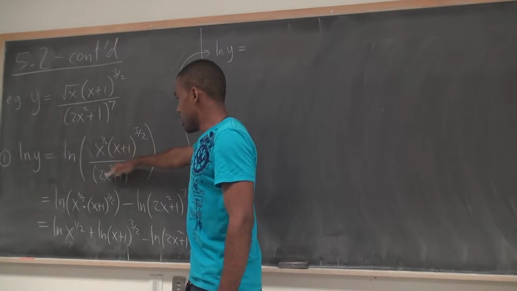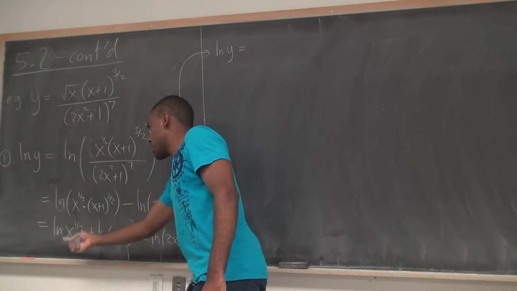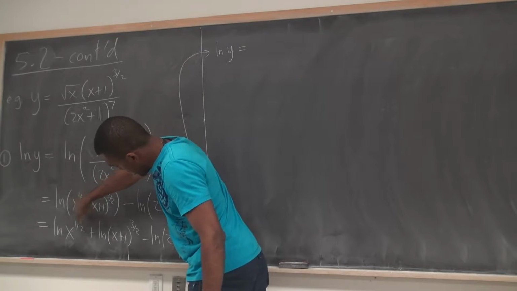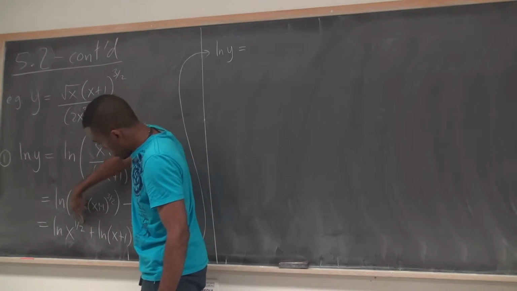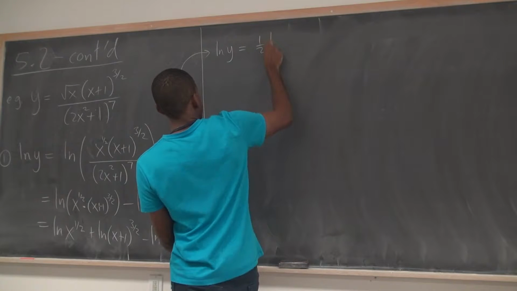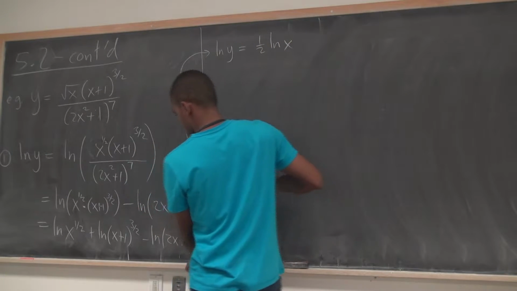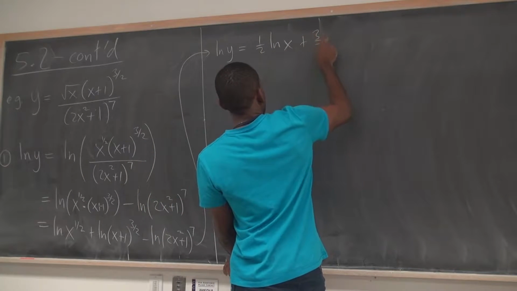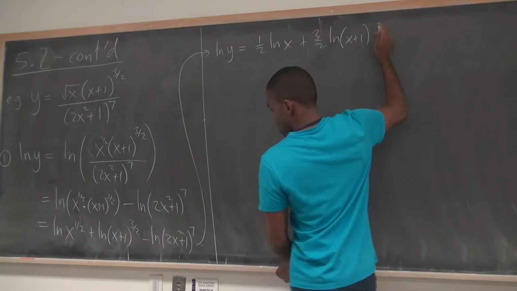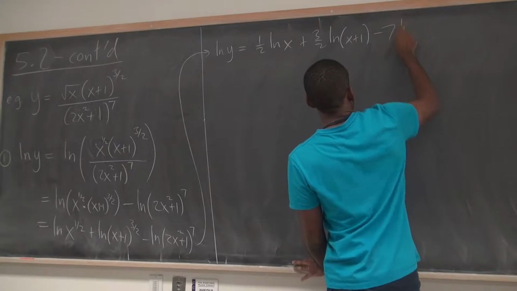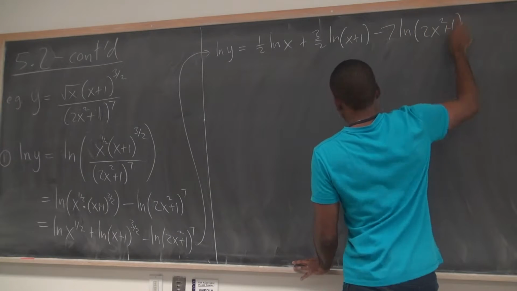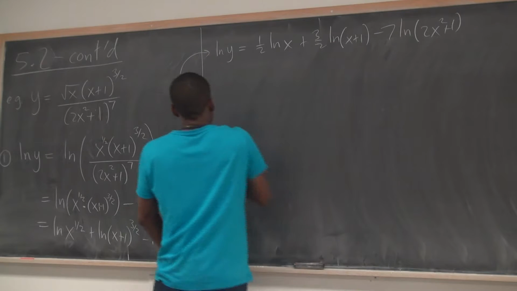Right, so logs turn division into subtraction, they turn multiplication into addition, and they turn powers into what? Products, multiplication. You can bring the powers down in front. So here we have 1/2 ln x plus 3 over 2 ln of x plus 1 minus 7 ln of 2x squared plus 1. And now we can differentiate.